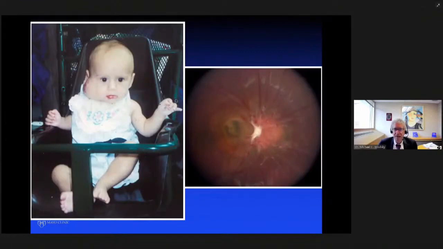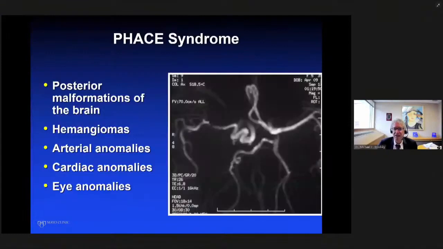Rarely kids can have, it can be associated with hemangiomas, in the context of huge hemangiomas in girls in the context of PHACE syndrome, which is this condition where you get cerebellar malformations, vascular dysgenesis of the cranial vessels, cardiac abnormalities, and eye abnormalities, mainly the morning glory disc.